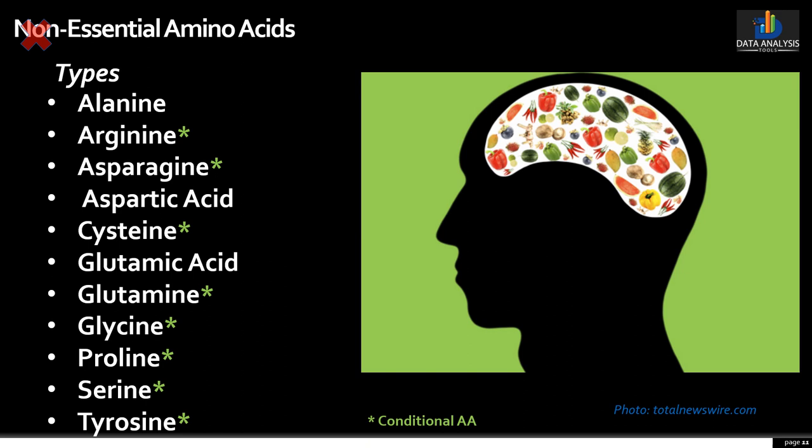Typically, our body will be able to synthesize these amino acids. However, if we are stressed, sick, or not consuming enough protein and carbohydrates, our body might not be able to produce enough of them. These are called conditionally essential amino acids. The conditional amino acids are arginine, glutamine, tyrosine, cysteine, glycine, proline, serine, and asparagine.